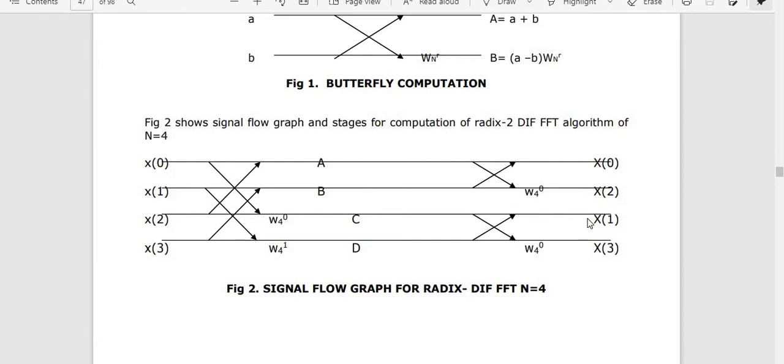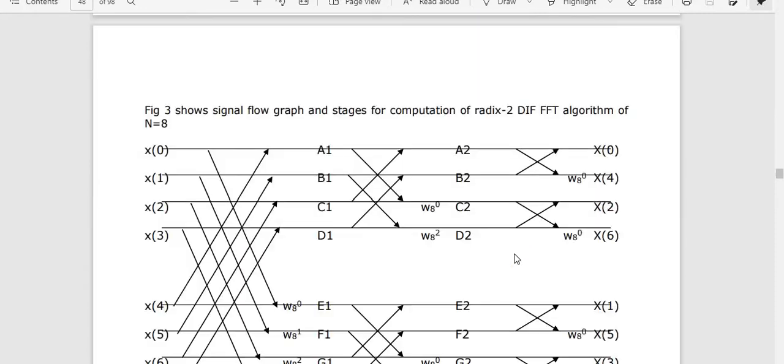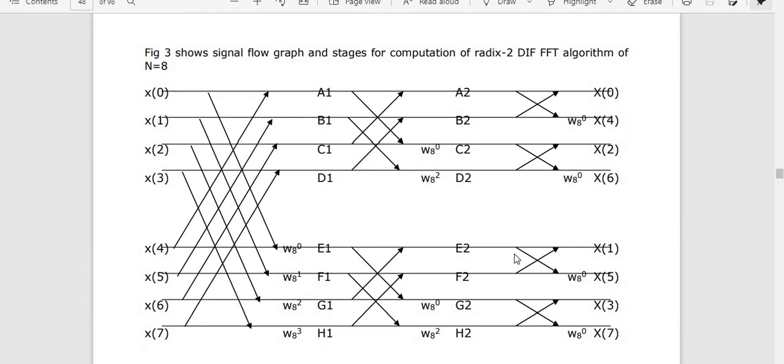So what for C I can write? Sorry, X of 1, what I can write? C plus D directly. There is no feedback. Whenever we get the feedback, we do have a twiddle factor. Now what is X of 3, students? X of 3 is C minus D of W4 power 0. So this is nothing but the signal flow graph for radix 2 DIF-FFT algorithm for n equals how many samples? 4 samples. Similarly, if you see n equals 8 samples, that would be like this.